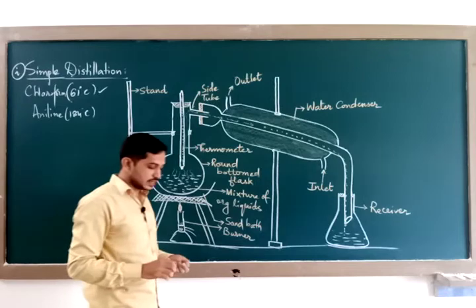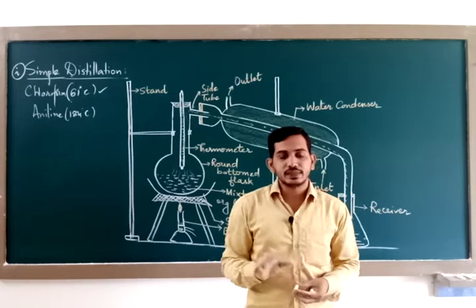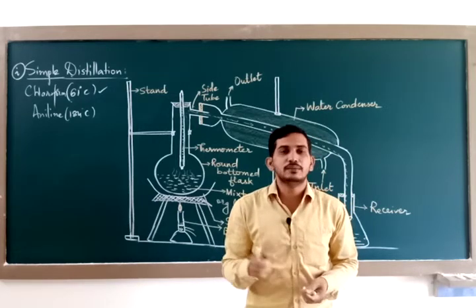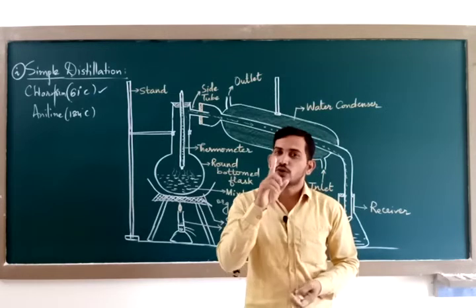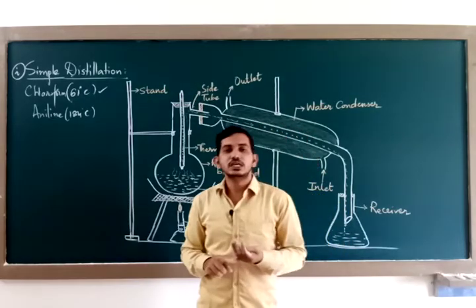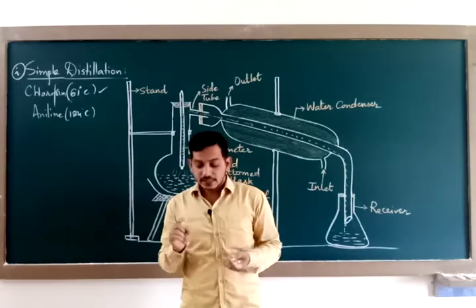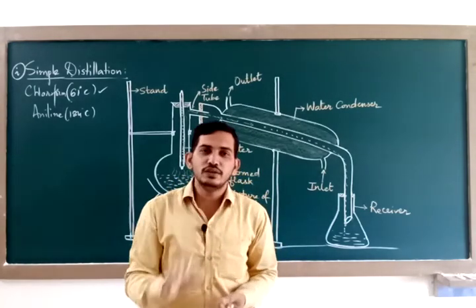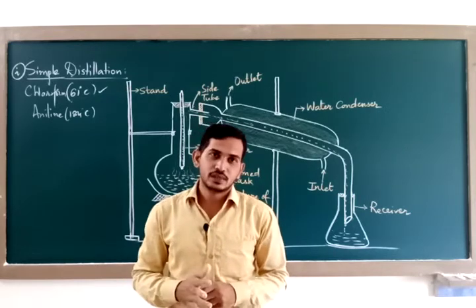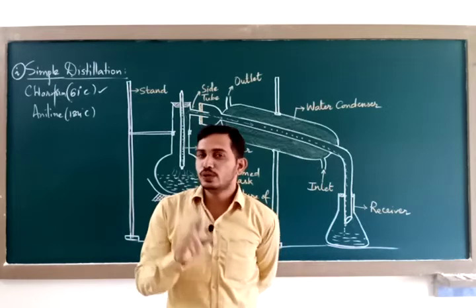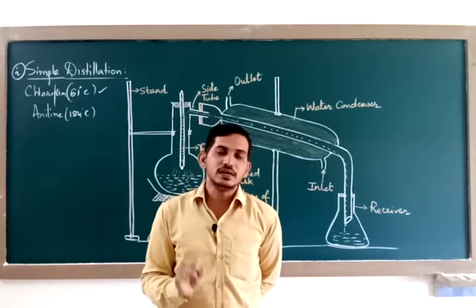How is simple distillation done? Simple distillation's principle is that it depends on the difference in the boiling points of the liquids being separated or purified. Or else, if you have only one liquid, then the impurities should be non-volatile, whereas the organic liquid should be volatile. And this technique, simple distillation, is used only for those liquids whose difference in the boiling point is large. If the difference in the boiling point of the two liquids being separated is very small, then such liquid mixtures cannot be separated by simple distillation.